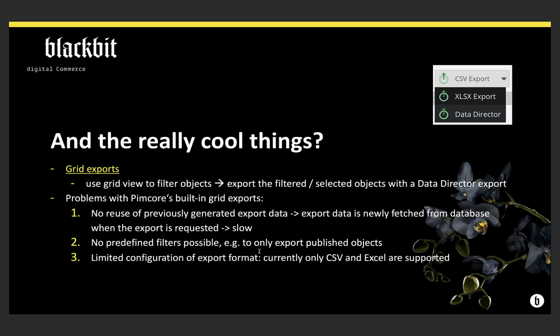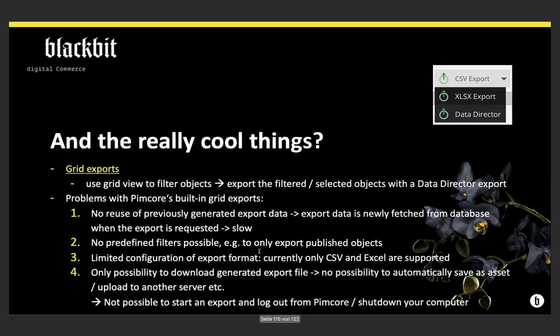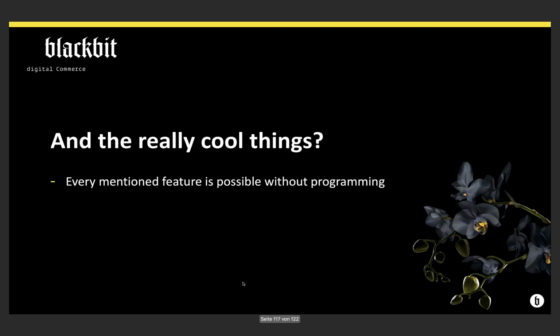There is limited configuration of export formats. Currently, only CSV and Excel formats are supported. But with the data director, you can implement any export format. And the last problem is that you can only download the generated export file. There is no possibility to set up an action to be executed after the export document has been generated. With the data director, it is possible. You can create the document and afterwards upload it to a certain server or save it as an asset, for example. And like I've said for imports, it's the same for export. Every mentioned feature here is possible without programming, but you can always add your own logic via callback functions.